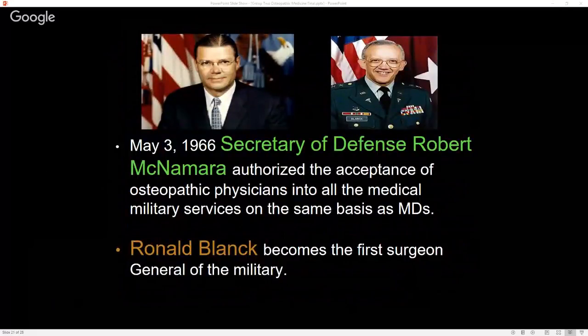Another one is Robert McNamara. He's the first to accept osteopathic physicians into the military. And then, of course, Ronald Blanc is the first Surgeon General of the military, and he was a DO, not an MD. He might have been both, actually, but he was a DO, and so he's the first to be accepted into the military.